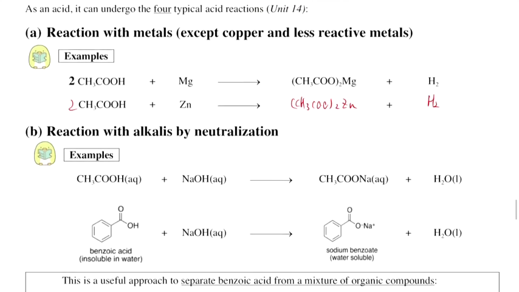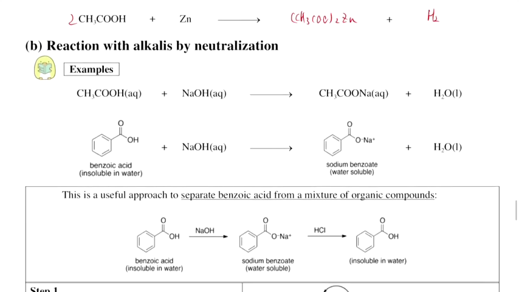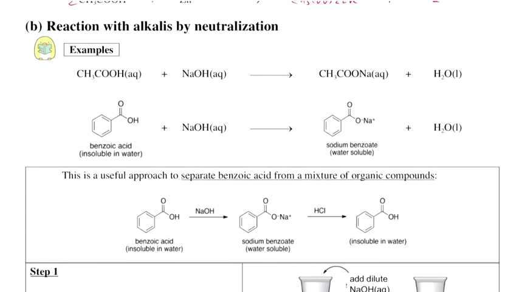Let's move on to the second typical reaction with acid, that's neutralization reaction. So acid with alkalis, it would produce a salt and water. So first example, again we have ethanoic acid, and here we have the alkali, which is sodium hydroxide. Then it will form the salt, which is sodium ethanoate, or it is commonly also referred to as sodium acetate, and then water.